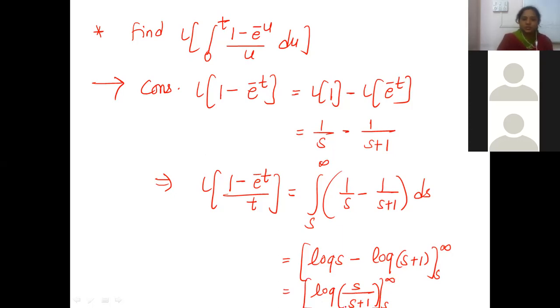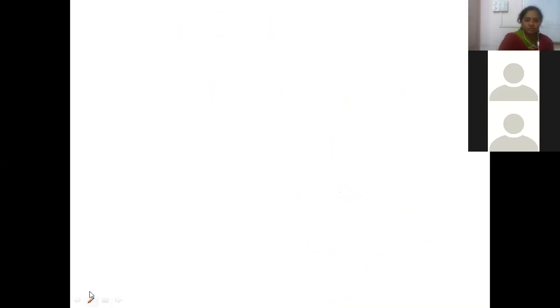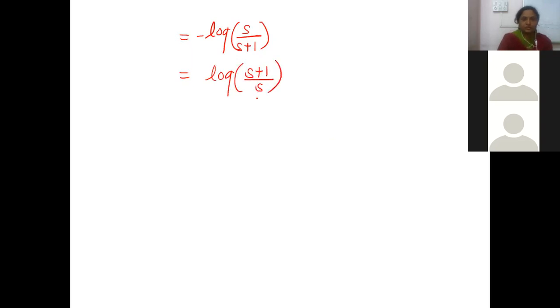And in such a case, if we put infinity inside the log for both the s, then what will be the value? 0. Very good. So 0 minus the lower-limit value, which is log s upon s plus 1, is minus of log s upon s plus 1. Or if you don't want the negative, you just exchange the numerator and denominator. So it is log of s plus 1 upon s.